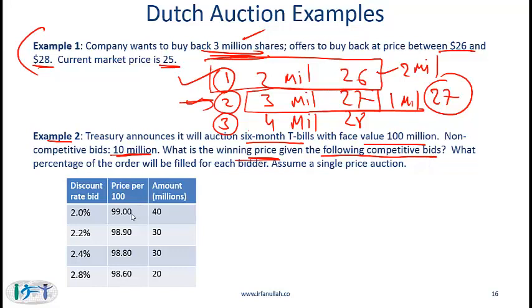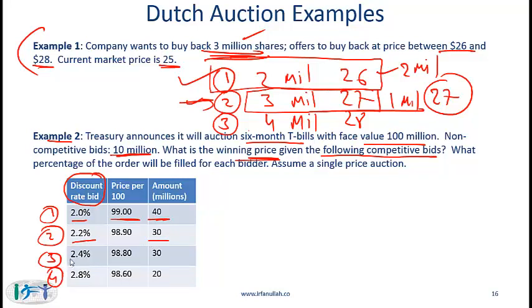So from bidder 1, the bid is 2%. And if you have studied quant already, you will recognize that T-bills are quoted based on a discount rate, and a particular discount rate corresponds to a particular price. But we will focus on the discount rate. So the first bidder says that he is bidding 2%, and these are normally banks or institutions. So institution one says that it is bidding a 2% rate and the face value is 40. Bank two is bidding 2.2%, face value is 30. This is bidder three and this is bidder four.